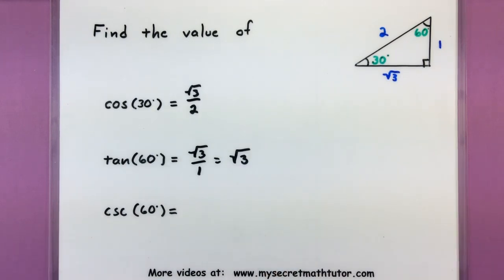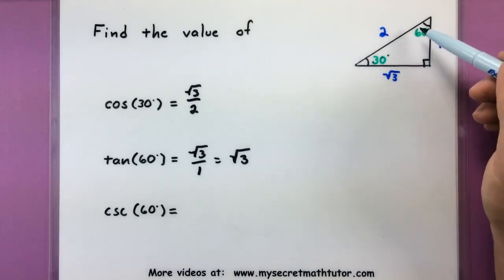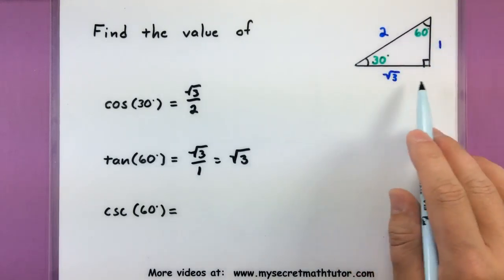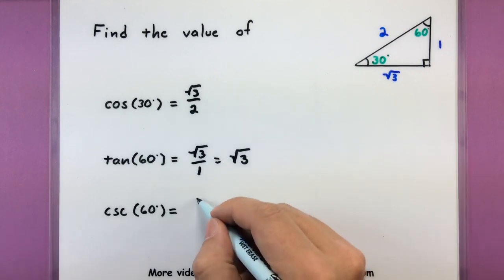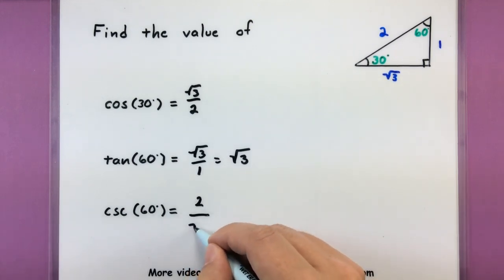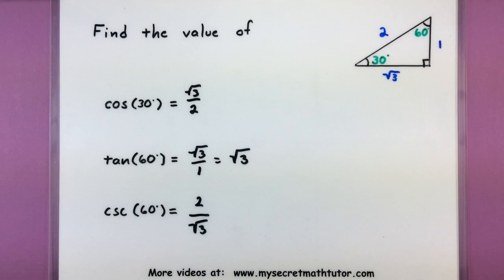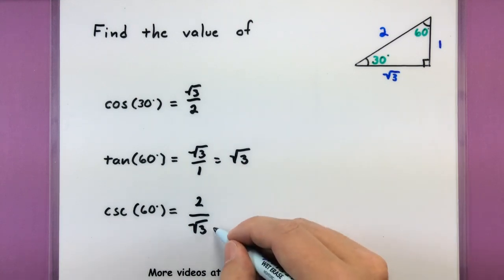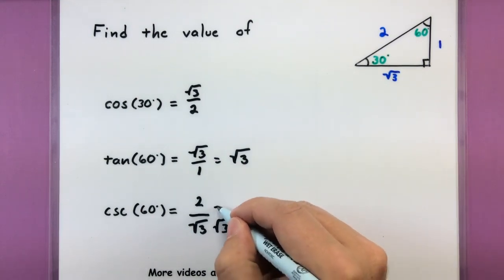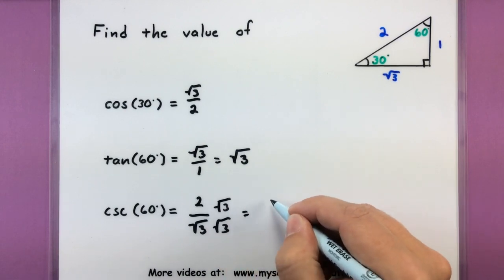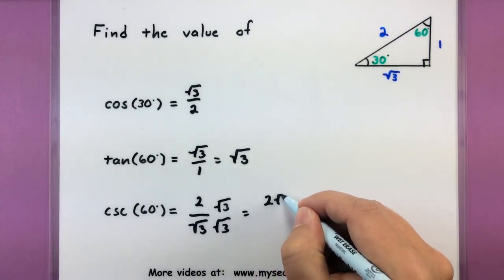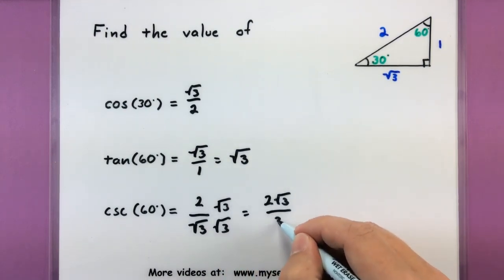And lastly, let's go ahead and do cosecant of 60 degrees. Cosecant would be our hypotenuse all over the opposite. Just to make this look a little bit better, let's go ahead and rationalize the denominator. We'll multiply the top and bottom by square root of 3. So we get 2 times the square root of 3 all over 3.